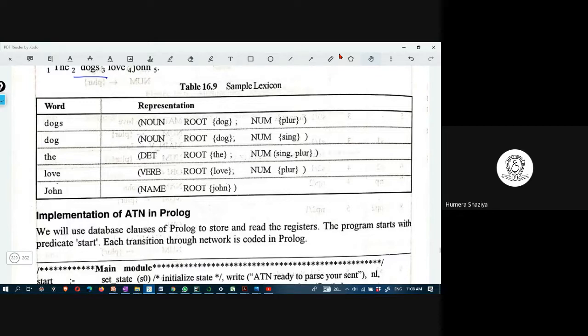This is called the lexicon. Why is it called a lexicon? Because it represents the words along with their grammatical type and also their form, whether they are singular or plural. All right.